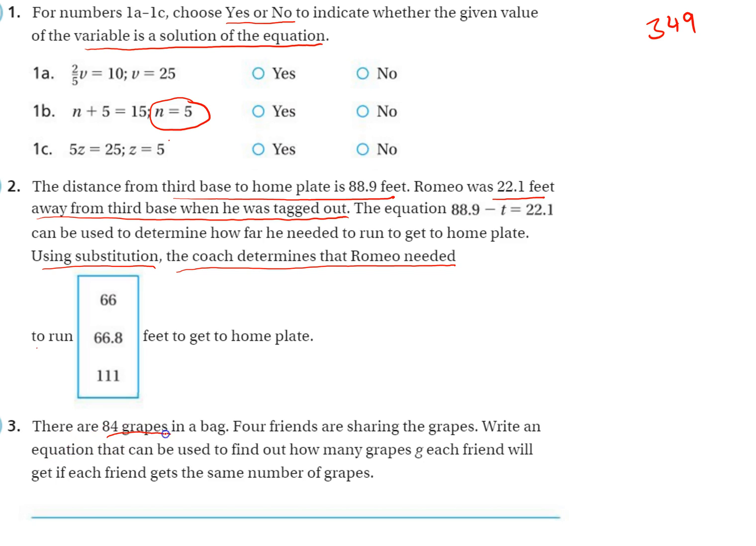Okay, number 3, there are 84 grapes in a bag. 4 friends are sharing the grapes, so 4 friends. Write an equation that can be used to find out how many grapes g, so they told us the variable, each friend will get if each friend gets the same number of grapes. So 4 friends get grapes, and that will be a total of 84 grapes. Now, there is more than one way to write this equation, but that is one way.